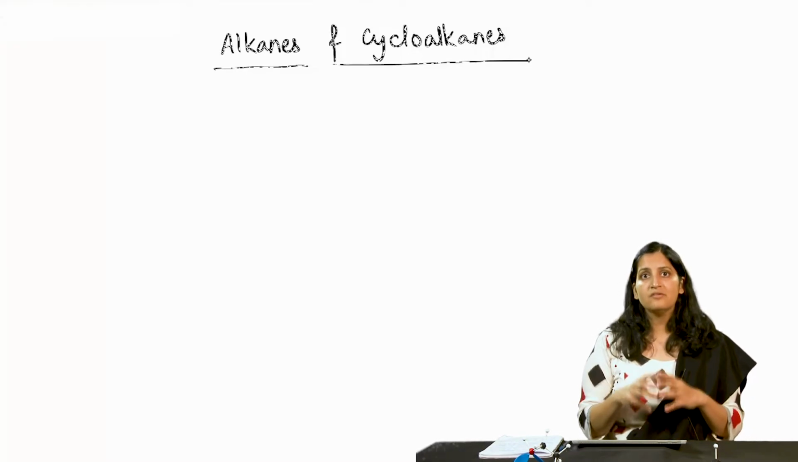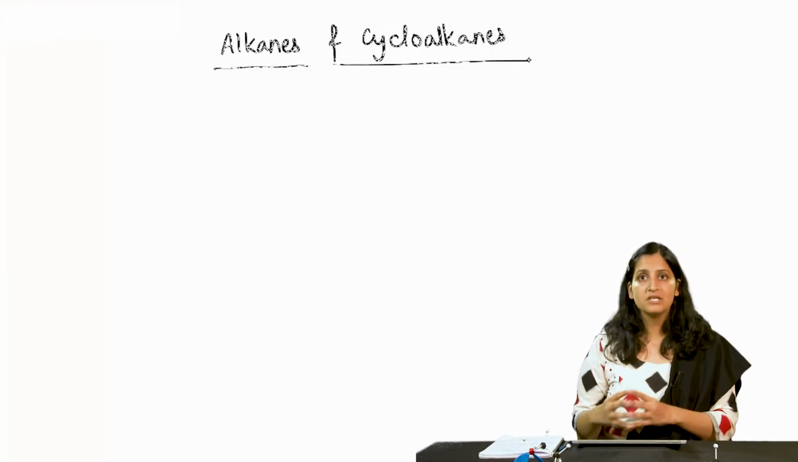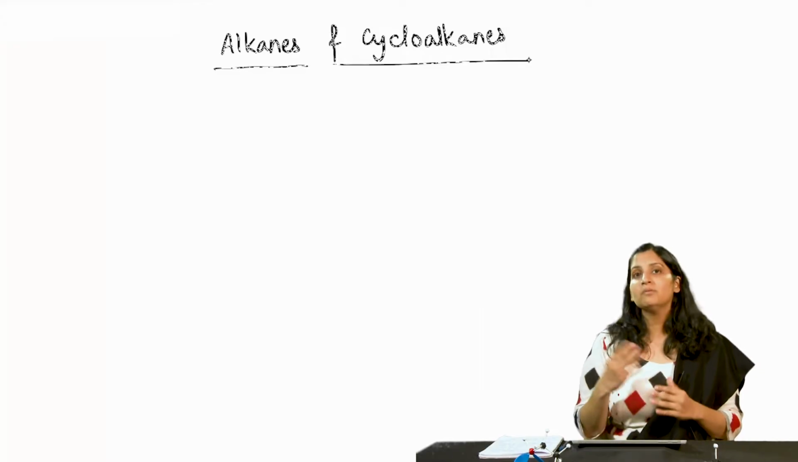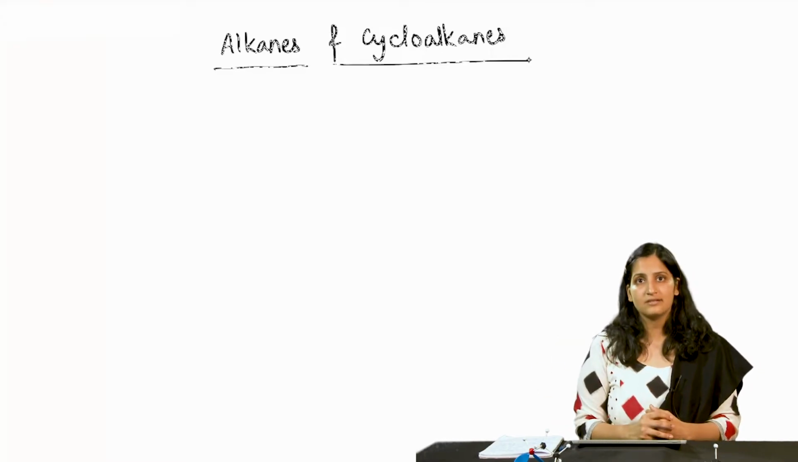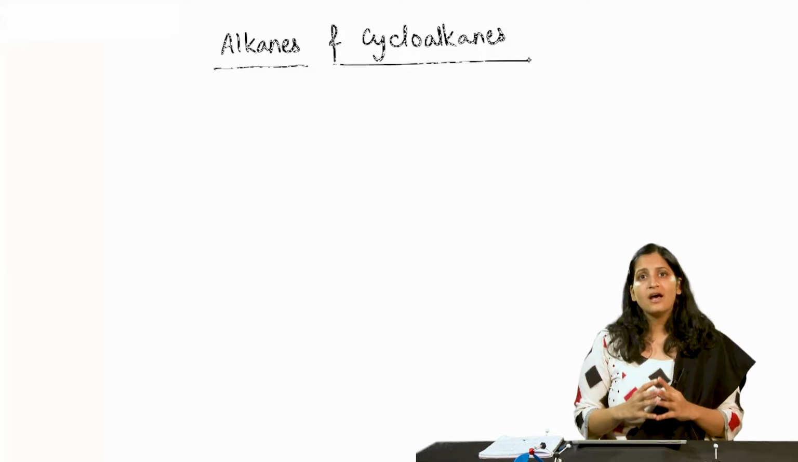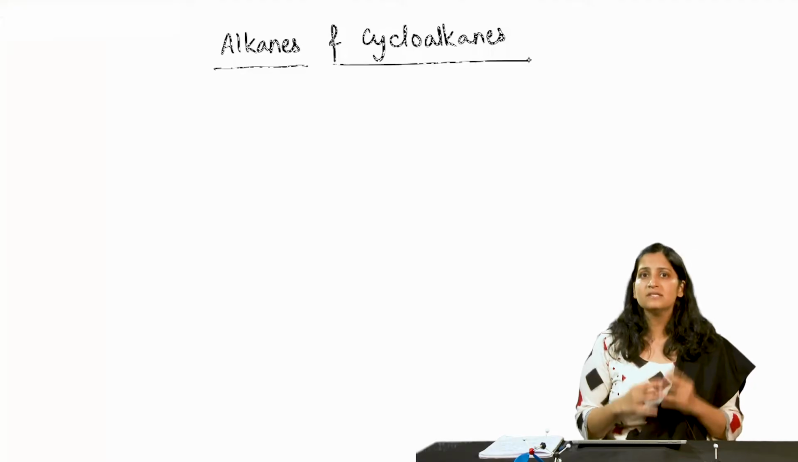So, in this chapter we will go over the structure of alkanes, cycloalkanes, their conformational analysis, and then we will proceed to the physical properties of alkanes and cycloalkanes. So, alkanes are hydrocarbons, meaning they only contain two elements, carbons and hydrogens.